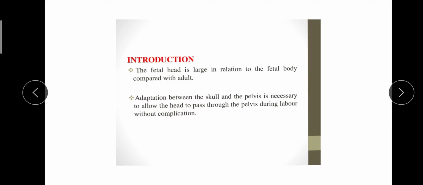So coming to the introduction first, the fetal head is large in relation to the fetal body compared with the adult. If you compare with the adult head, the fetal head is large compared to the body. Adaptation between the skull and the pelvis is necessary to allow the head to pass through the pelvis during labor without any complication. It means the relationship between the pelvis and the skull is necessary, otherwise the labor procedure will not happen without complication. So this is about the introduction of the fetal skull.